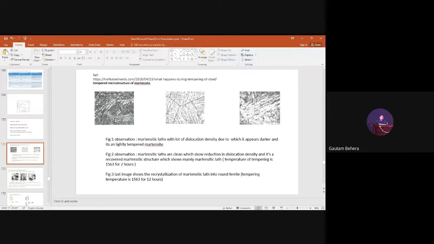Another important point I would like to mention is that saying martensite is acicular or needle-shaped is actually a wrong statement. Many books have written that martensite looks like a needle, but that is not exactly true. In 3 dimensions, it is either a plate or a lath shape.